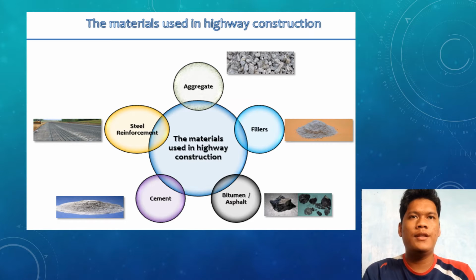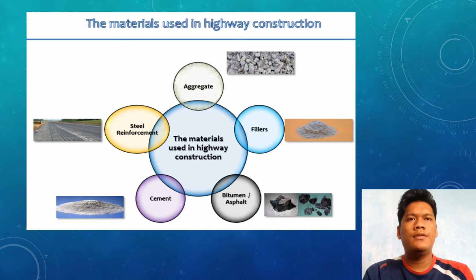Present about pavement material used in highway construction. We have 5 materials used in highway construction, which are aggregate, filler, steel reinforcement, cement, bitumen or asphalt. So the first is aggregate. It's a main material that makes up about 93% of the mix.